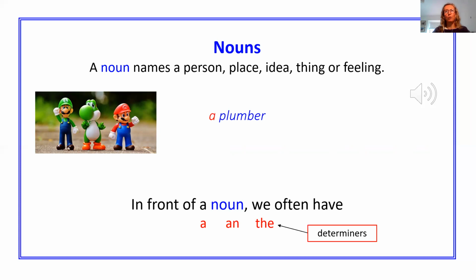So we've got a plumber. So a is the determiner and plumber is the noun. It's the name of something that somebody does. So it's the job that they do. The rescue. So the is the determiner and rescue is the noun. A race. A is the determiner and race is the noun. A mushroom. So a is the determiner and mushroom is the name. So the ones in blue are all the nouns, are all the names of either a person, place, idea, thing, or a feeling.